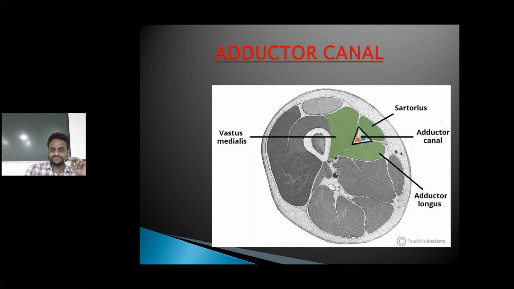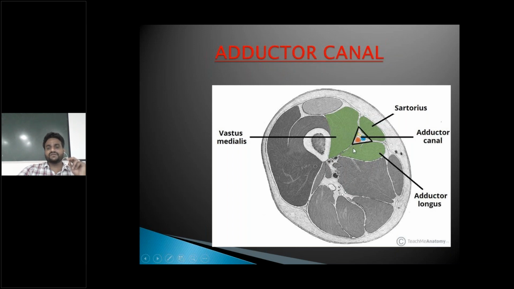Can you guess? Present in the adductor compartment. Very good. So the boundaries are formed by muscles of the adductor compartment, and the canal is also present in the adductor compartment. That's why this is called the adductor canal. This adductor canal is also called Hunter's canal.